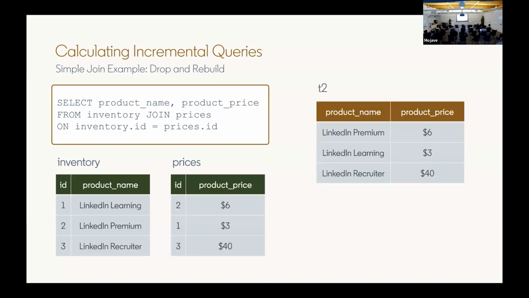The join would be fully recomputed again to have the output table replace the older version of the table, and that would become the output at T2.